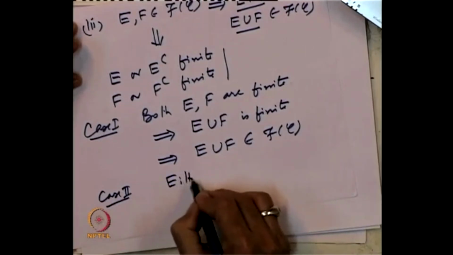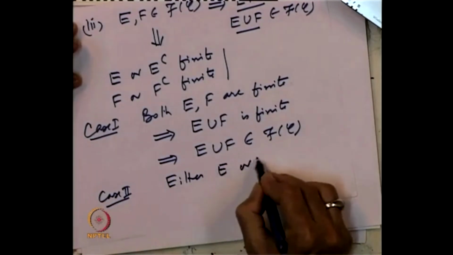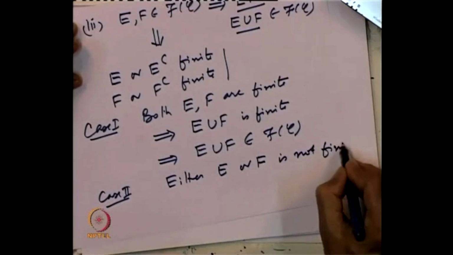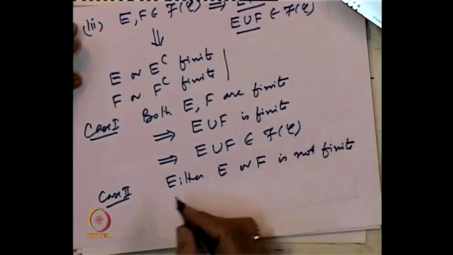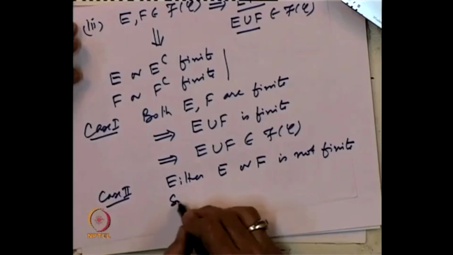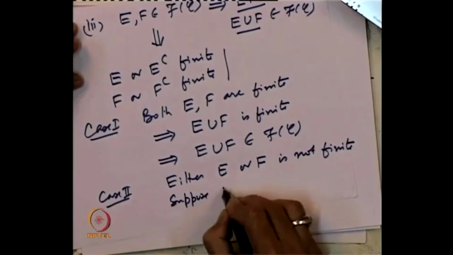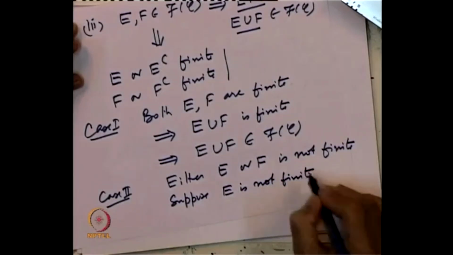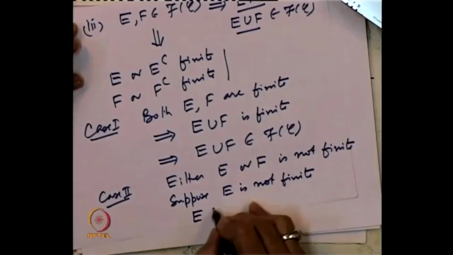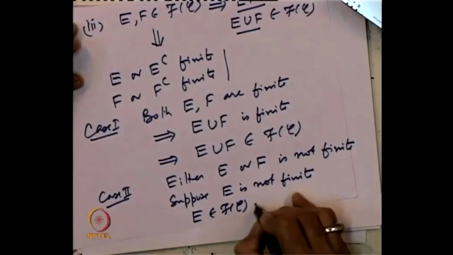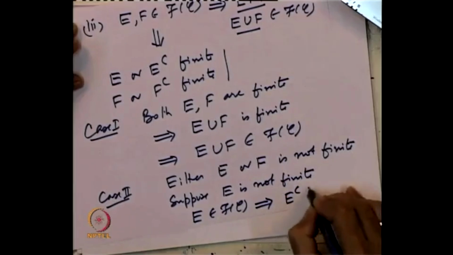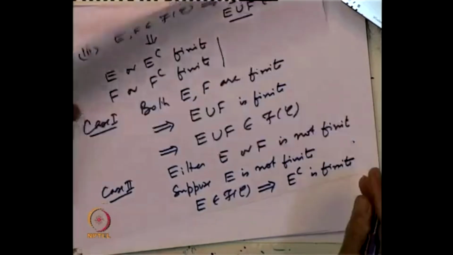Either E or F is not finite. So let us, for the sake of definiteness, suppose E is not finite, but E belongs to the class f of C. So that implies, E belongs to f of C means E complement is finite. Okay. Now E complement is finite.